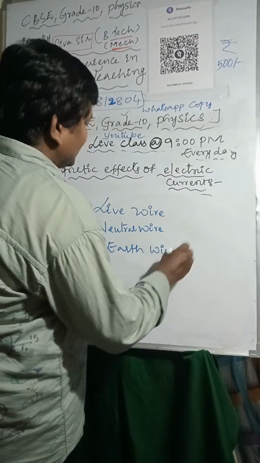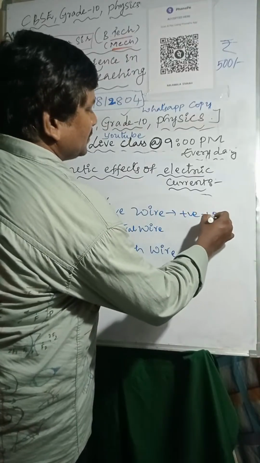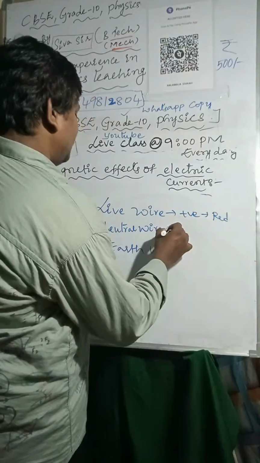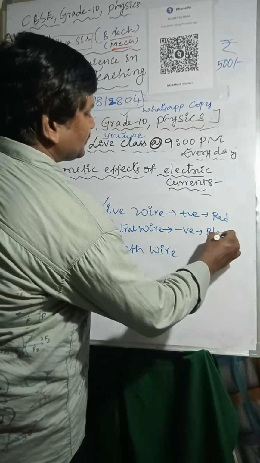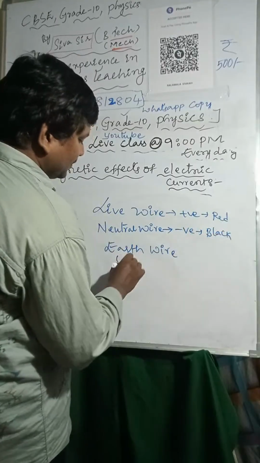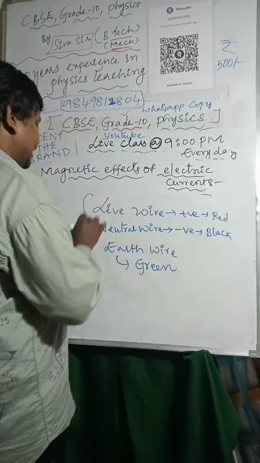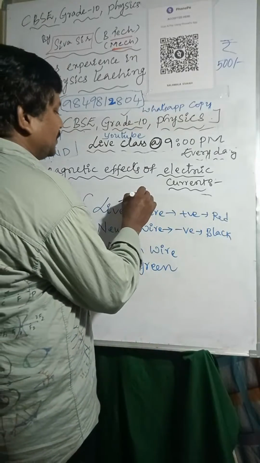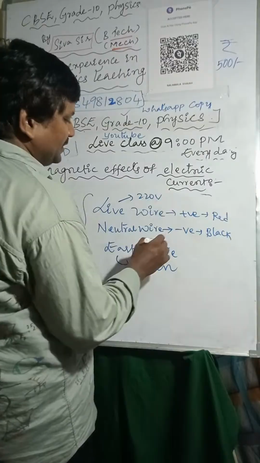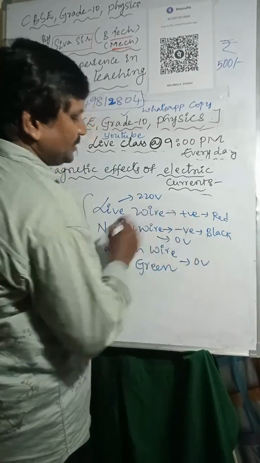So here we can consider the live wire is the positive terminal, with red insulation, so red color. The neutral wire is the negative terminal, black color. Earth wire is green color. So these are very important. The potential of the live wire is 220 volts. The potential of the neutral wire is 0 volts, and the potential of the earth wire is 0 volts.